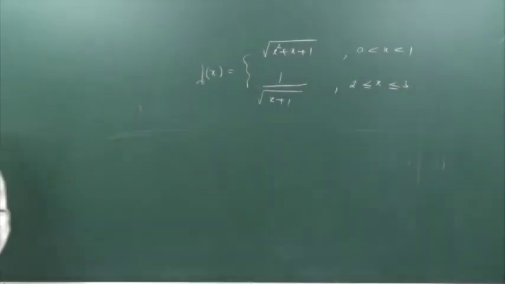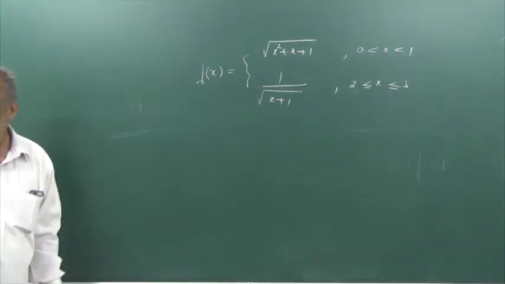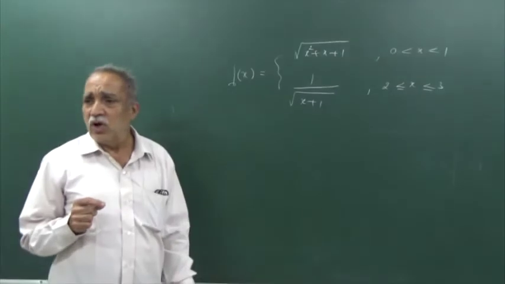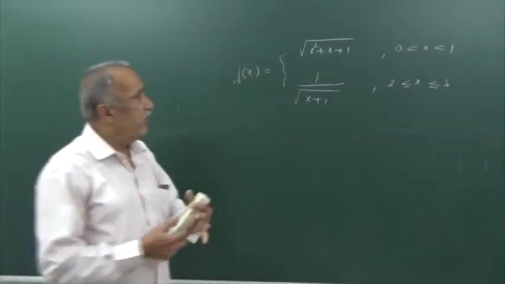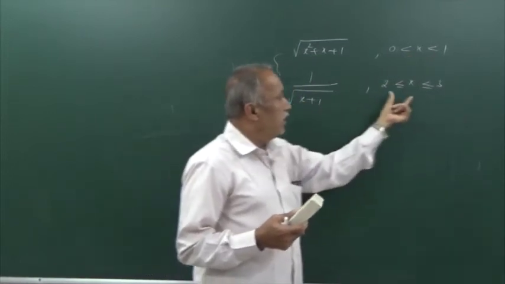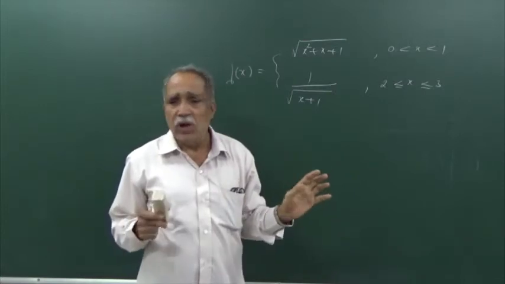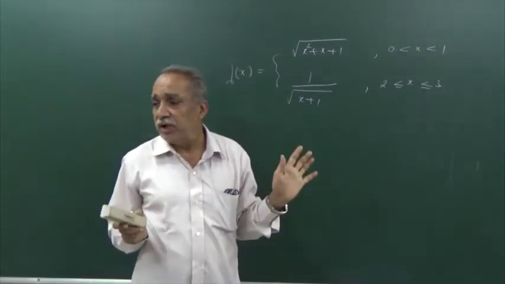I am not getting my function defined for every real value of x. There is no need that whenever you get a function, it should be defined for every real value. There is no need. This function is not defined for all values of x. It is defined by this formula for x belonging to this interval, and this formula for x belonging to this interval. For other values of x, I am not bothered. I am not defining the function at all.